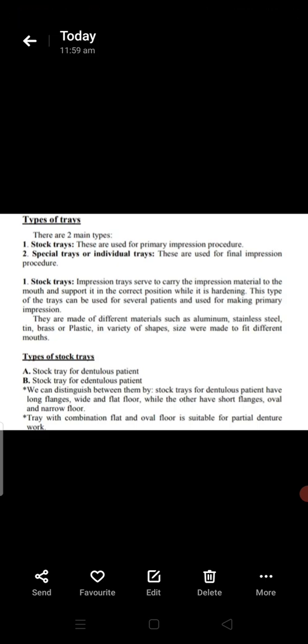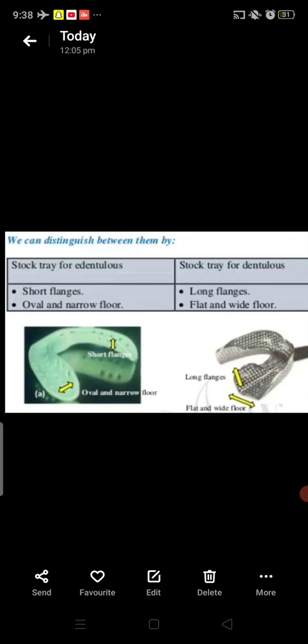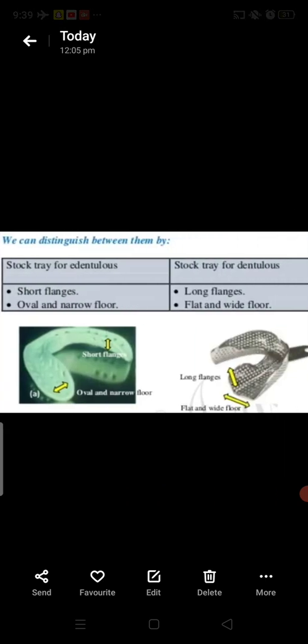Now, how do we differentiate between the edentulous patient stock tray and the dentulous patient stock tray? The stock tray for dentulous patients, in whom some teeth are missing, has long flanges and a wide, flat floor, while the one for edentulous patients has short flanges and an oval, narrow floor. Now look at this. We can distinguish between them.